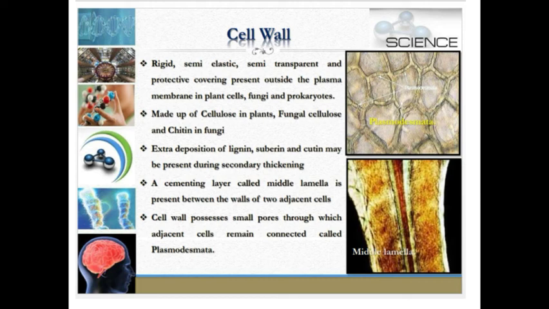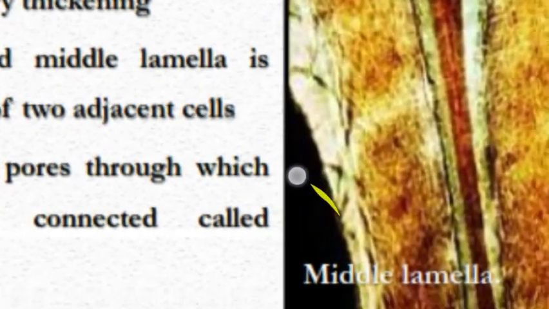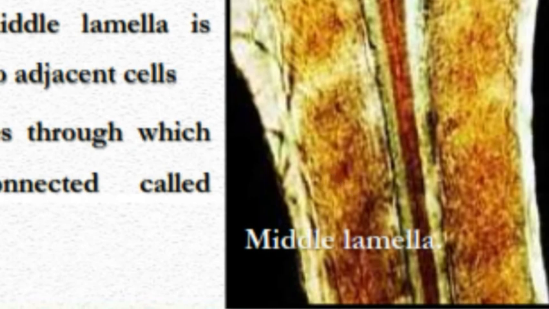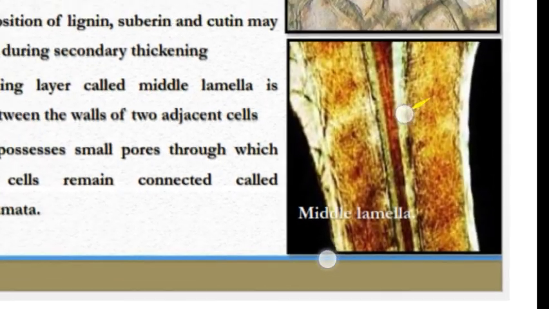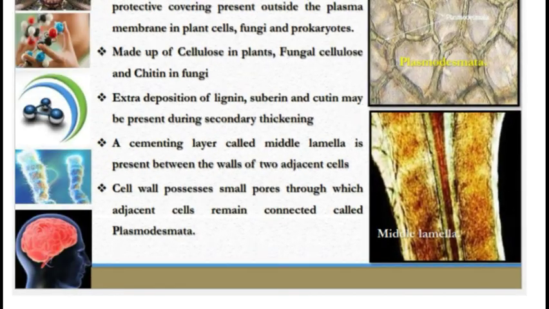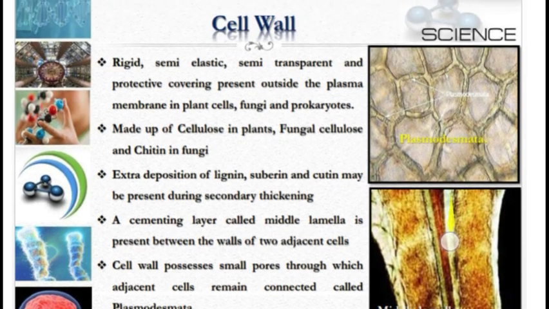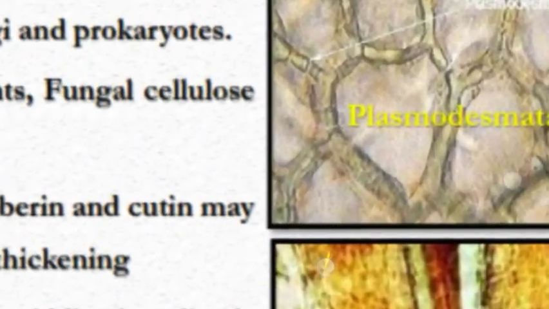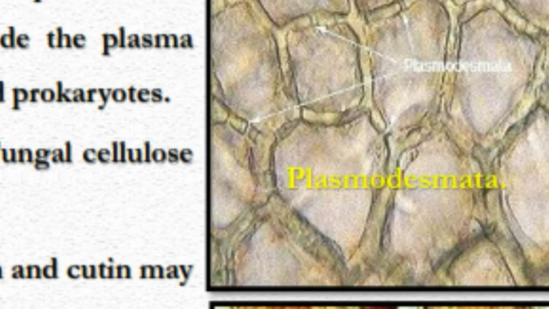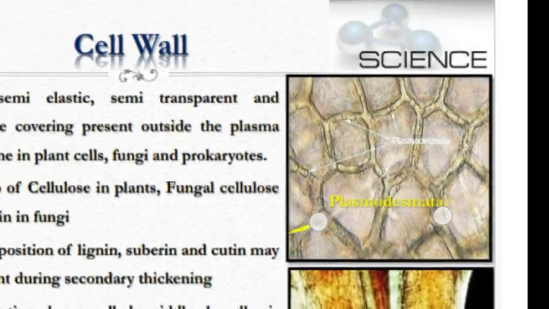Okay, so there is a region called the middle lamella, which is present between the walls of two adjacent cells. The cell wall also possesses small pores through which adjacent cells remain connected, which are called plasmodesmata. These are the pores present in the cell wall, which are called plasmodesmata. Right, children?